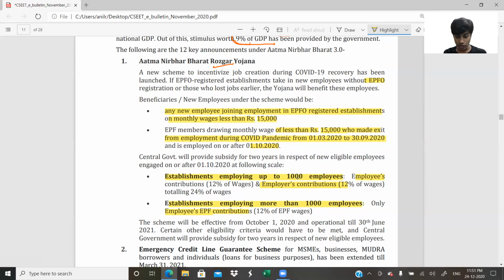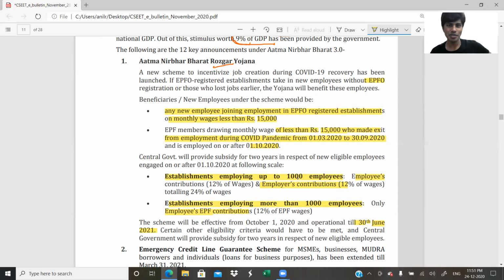So let me now take you on. Till when is this? This is operational till 30th of June 2021. It will be effective from 1st of October to 30th of June: October, November, December, January, February, March, April, May, June. So for these 9 months, you need not pay money to your PF account. Still your PF balance will increase.